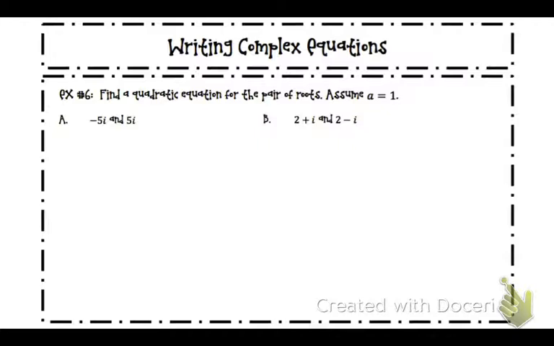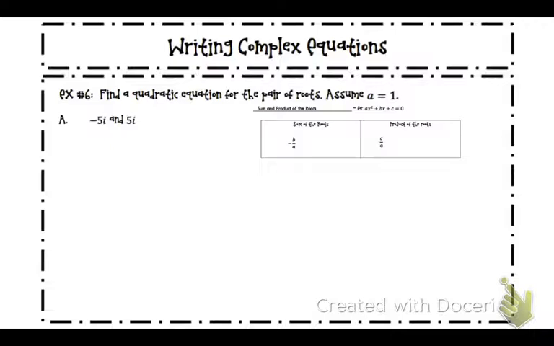Now we're writing or finding a quadratic equation for the pair of roots, and we're going to assume a is 1. So we're going to use the sum of roots and the product of roots. So we know the roots. Let's find the sum of the roots. We're going to add them together. That equals negative b over a. We're assuming a is 1, so I'm just going to plug 1 in there. So then negative 5i plus 5i equals negative b. Negative 5i plus 5i is 0, so 0 equals negative b, which means b equals 0.